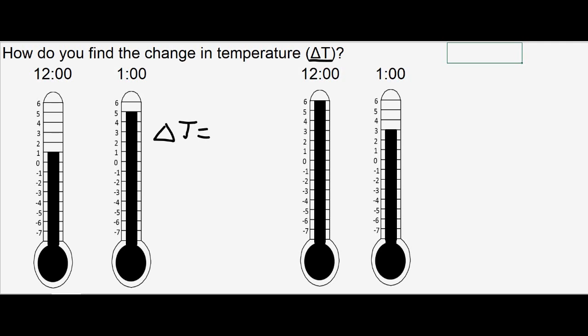Most people in the first case would say that between 12 and 1 o'clock, it went from 1 to 5 degrees, so the change in temperature is 4 degrees. Pretty straightforward. In the second situation, most people would say, well, it went down from 6 to 3, so it went down 3 degrees.